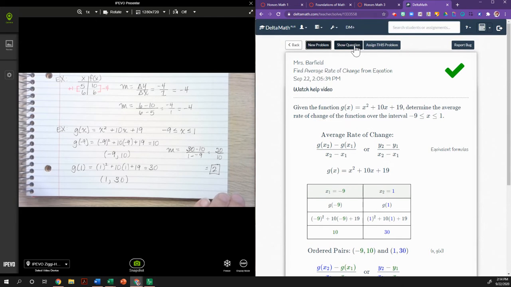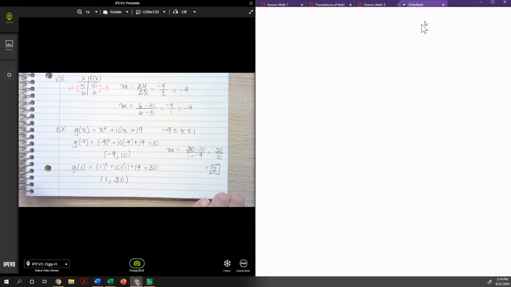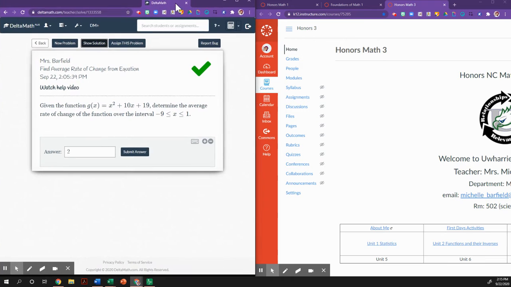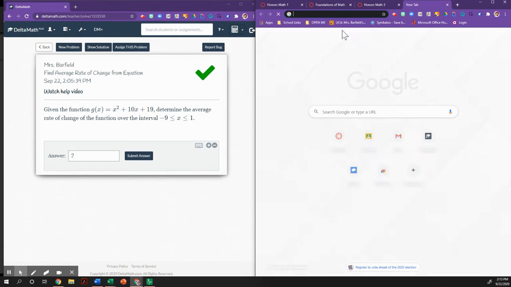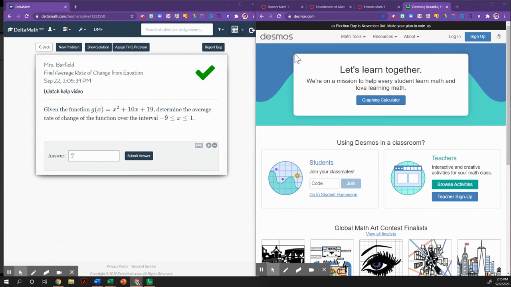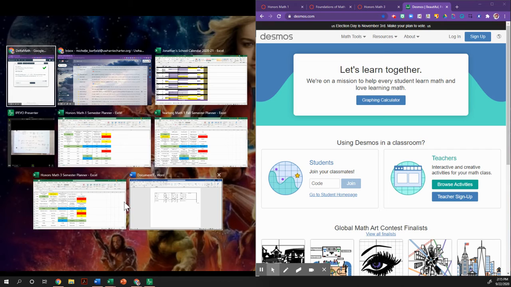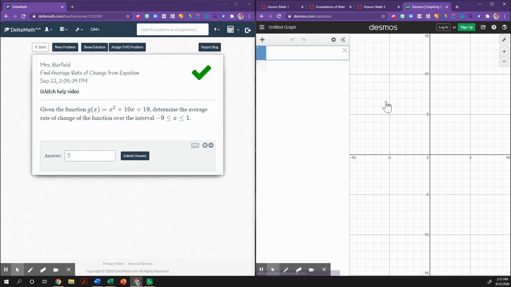Let me show the question again, and there's my answer that I typed in. Let me drag this over here, and then let's bring up Desmos. Let me get my screen to split better. All right, let's go to our graphing calculator. I'm going to type in what they gave me, and let me see if I can copy and paste.